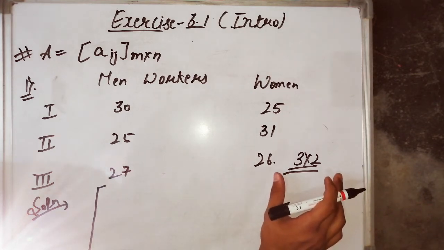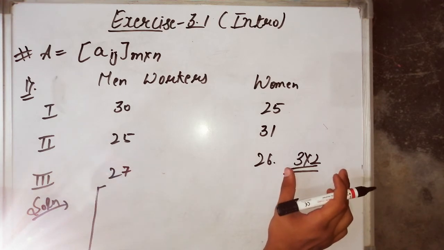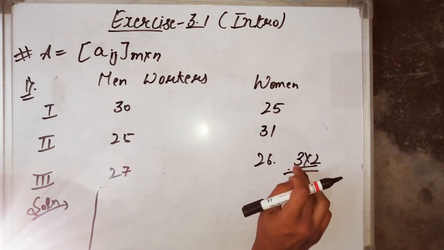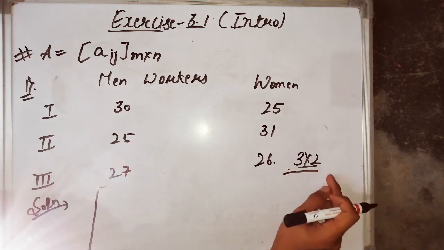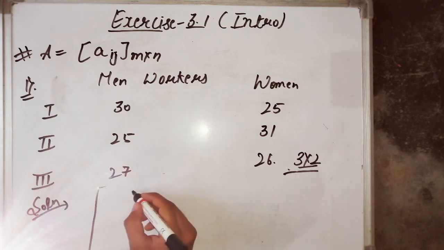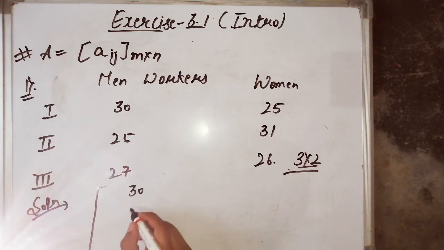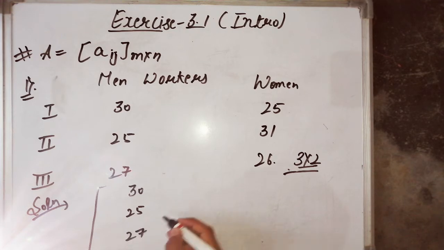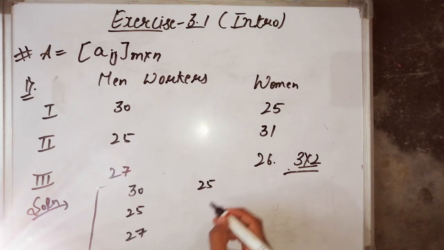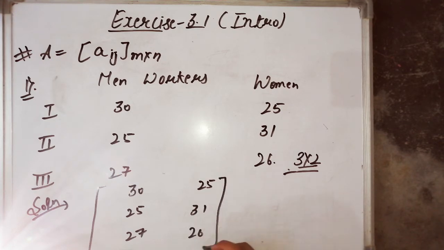What does this 3 cross 2 mean? 3 cross 2 means the number of rows is 3 and the number of columns is 2. Now let's represent this in the form of a matrix of order 3 cross 2: 30, 25 and 27 here, 25, 31 and 26 here. This is the matrix of order 3 cross 2.